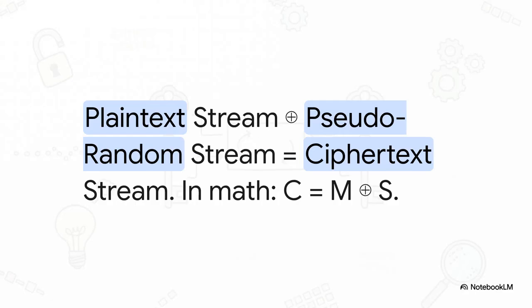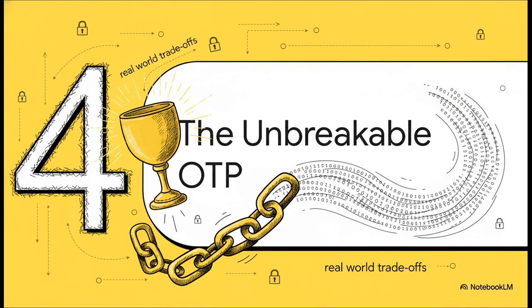And this is the core formula. Your original data stream, the plain text, is combined with this generated key stream using that XOR operation we just talked about. The output is a continuous, encrypted stream of ciphertext. It's the exact same logic we saw before, just applied on a massive, continuous scale. Now, this idea of a key stream has a theoretical, perfect version. It's sort of the holy grail of cryptography, and it's known as the one-time pad.